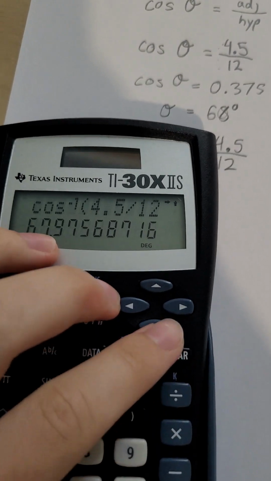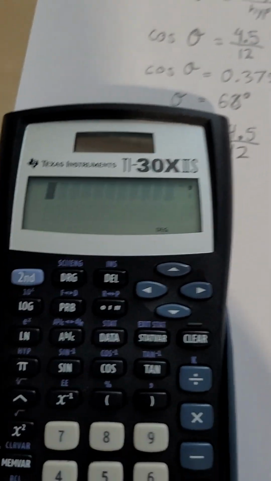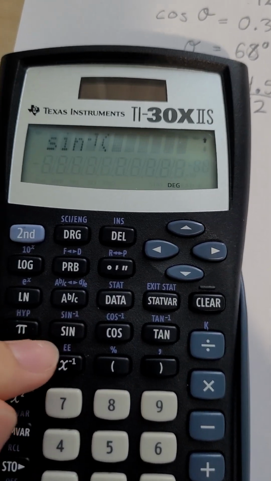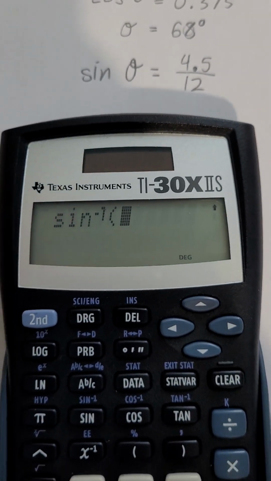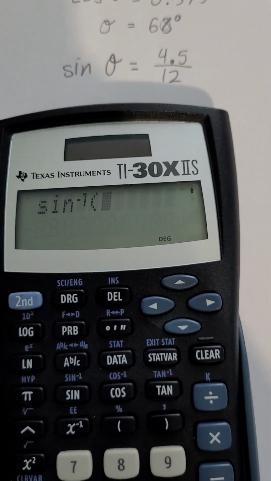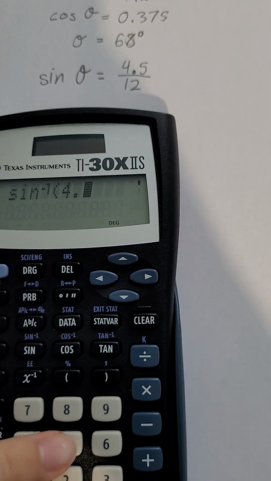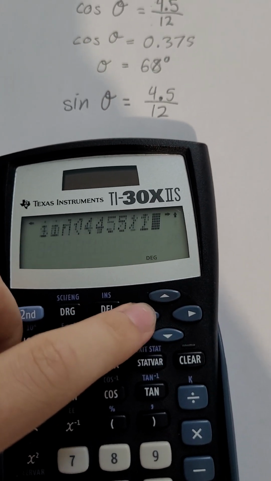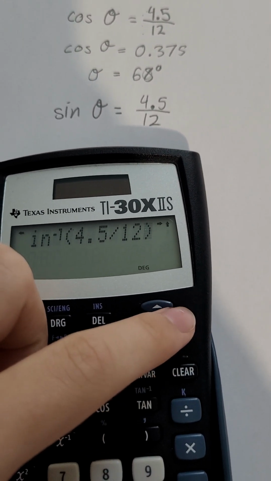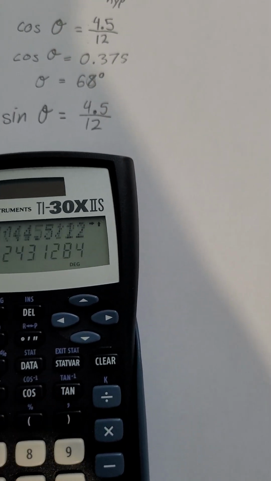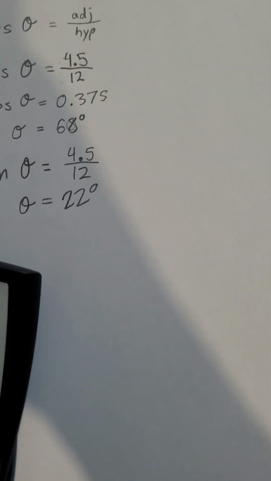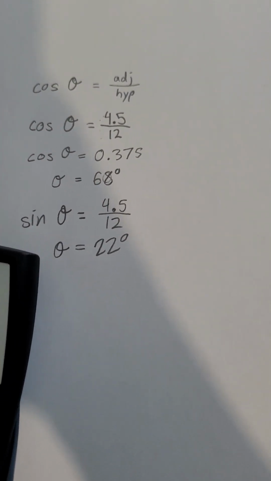So if we go here, clear it, sorry. And then we go to our second function, and we do the inverse sine, because we have to do the inverse sine to get rid of the normal sine. And we do 4.5 divided by 12, like that. And then we can just move it over a little bit so you can see. And then when we press equals, we get 22. So theta would equal 22 degrees. And that would be the angle measure for that.